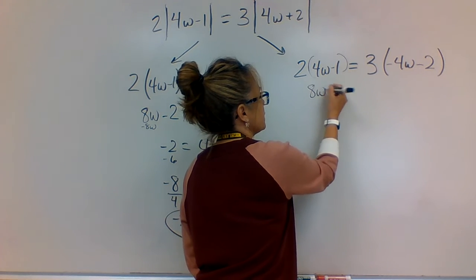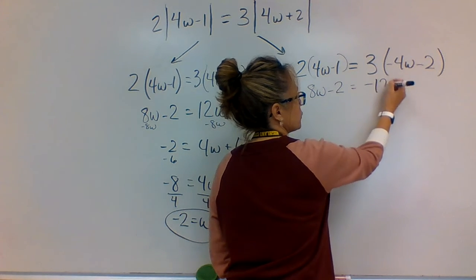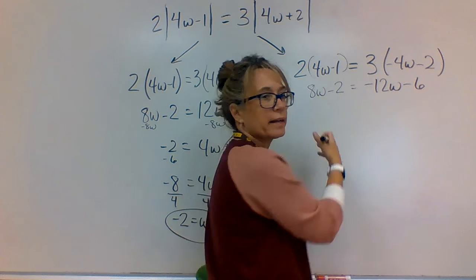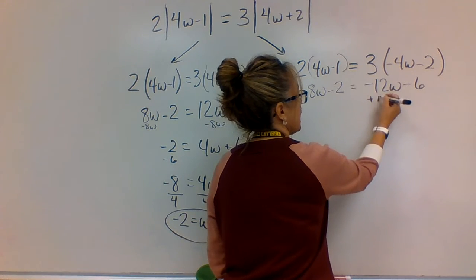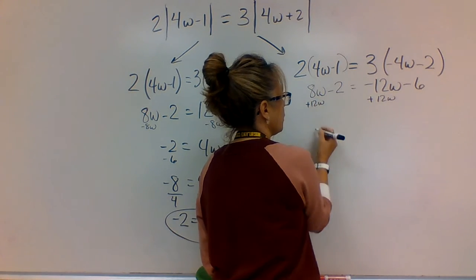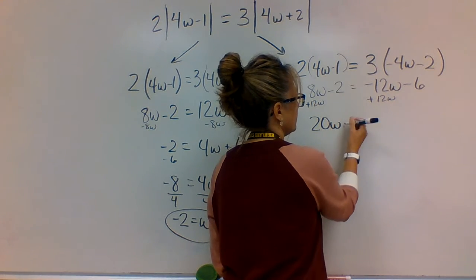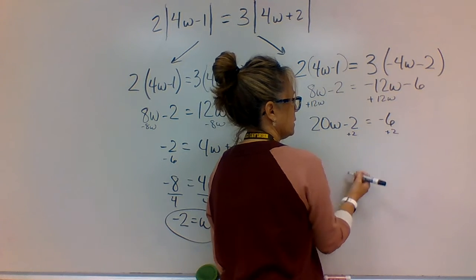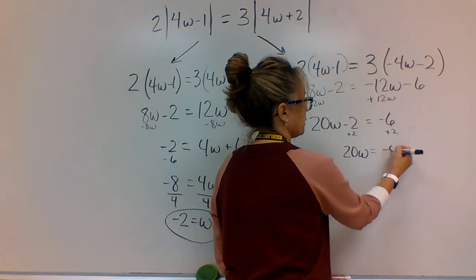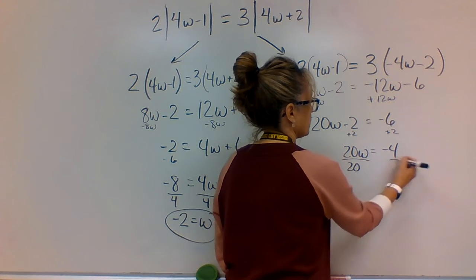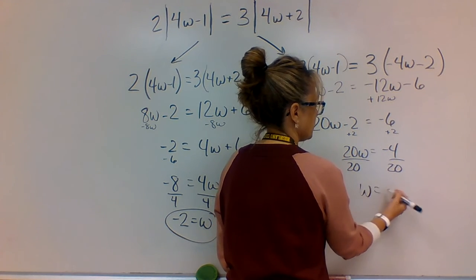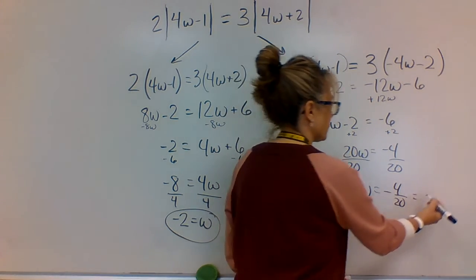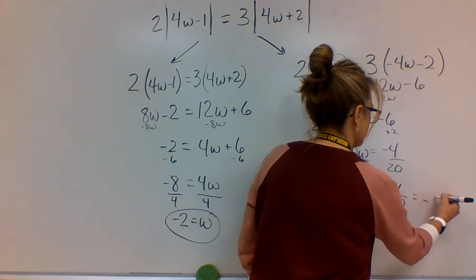Again, I'm going to get 8w minus 2 equals negative 12w minus 6. Now this time, I like to keep my answers positive, so I'm going to add 12w. That way, I know I'll get a positive 20w on this side. Minus 2 equals negative 6. Then I'm going to add 2, and I get 20w equals negative 4. I'm going to divide by 20, and I get w equals negative 4/20, or if you simplify, negative 1/5.